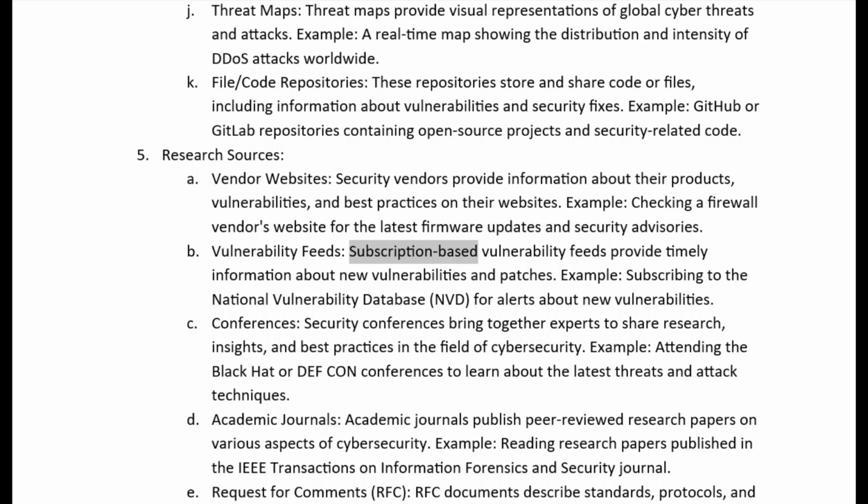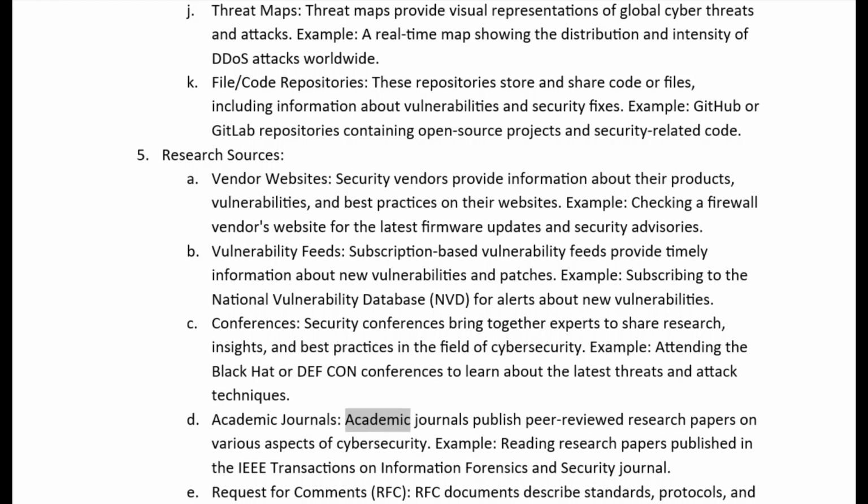Vulnerability feeds. Subscription-based vulnerability feeds provide timely information about new vulnerabilities and patches. Example, subscribing to the National Vulnerability Database, NVD, for alerts about new vulnerabilities. Conferences. Security conferences bring together experts to share research, insights, and best practices in the field of cybersecurity. Example, attending the Black Hat or DEF CON conferences to learn about the latest threats and attack techniques.